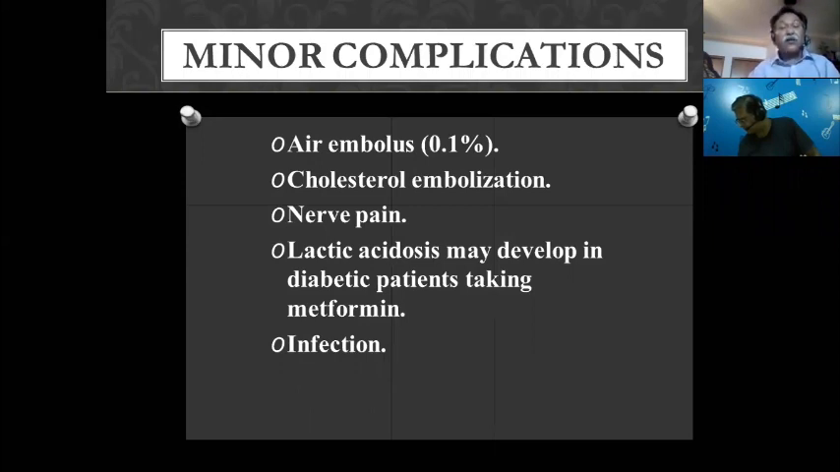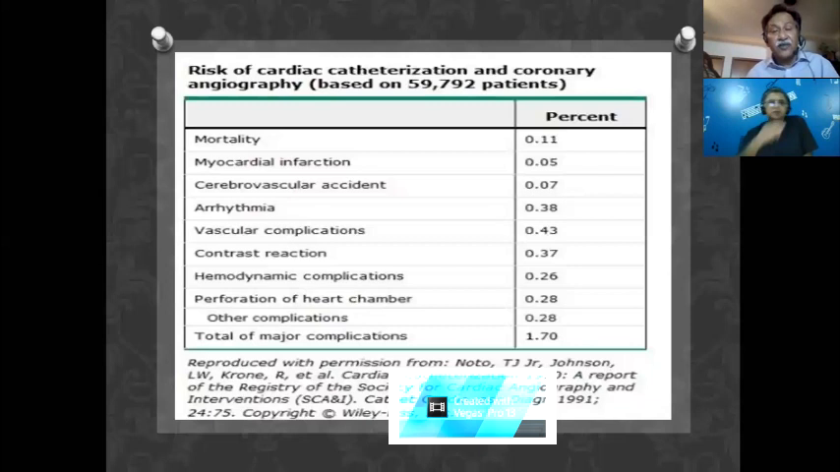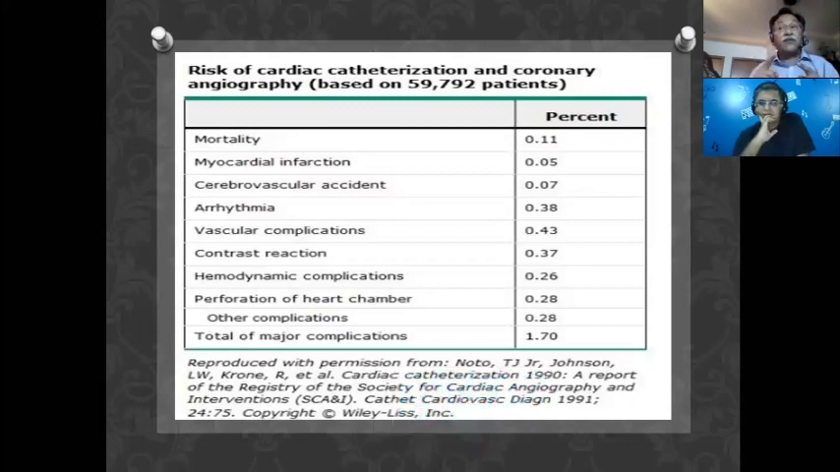Now, these are although very rare. But in general, in one of the studies done on 60,000 patients, all are very, very low. Mortality is only 0.1%, myocardial infarction 0.05%, cerebral accident 0.07%, arrhythmia 0.38%, vascular complication 0.4%. Nowadays, it is less than this. Contrast reaction 0.3%. Hemodynamic complication less than 0.2%. So these are the complications. But even if it happens to one patient, it is 100% for him. So you must be very careful in doing the procedure.